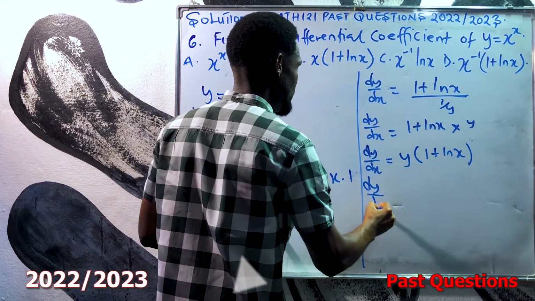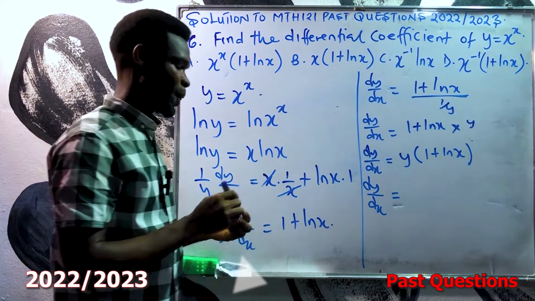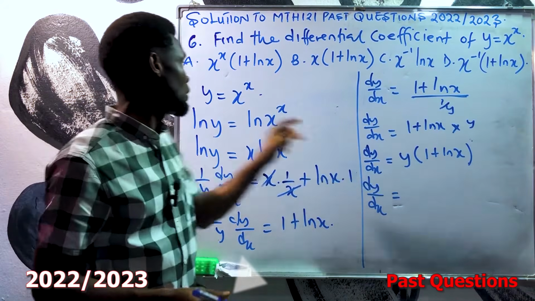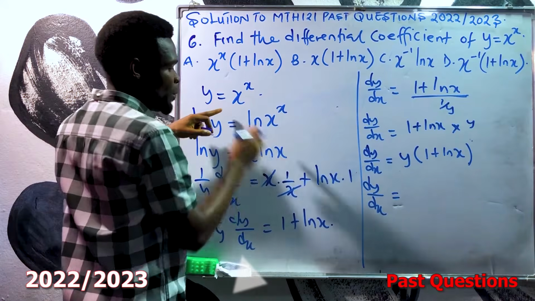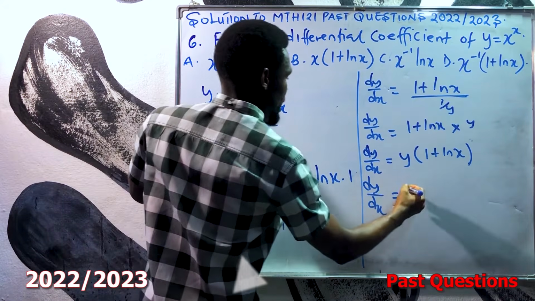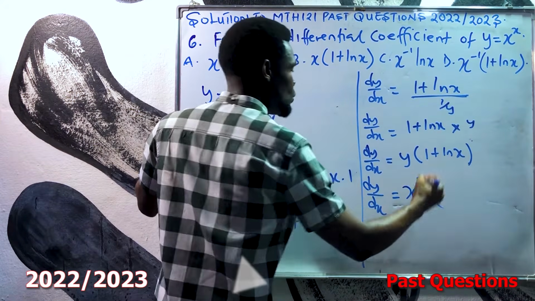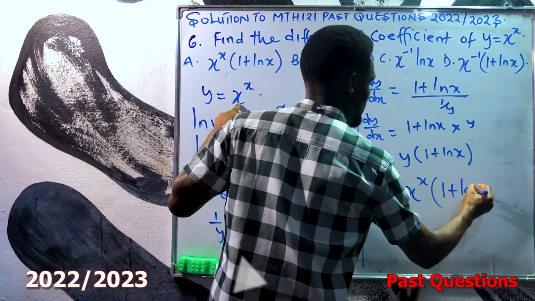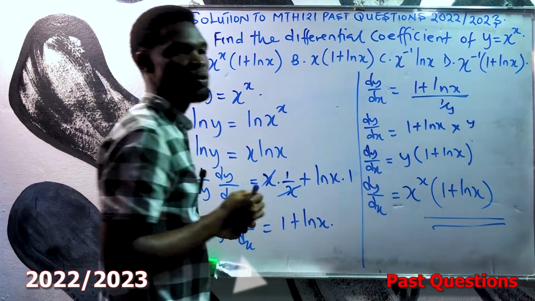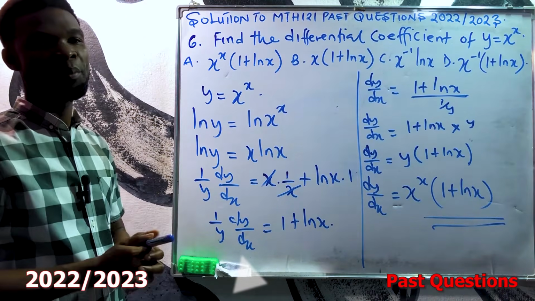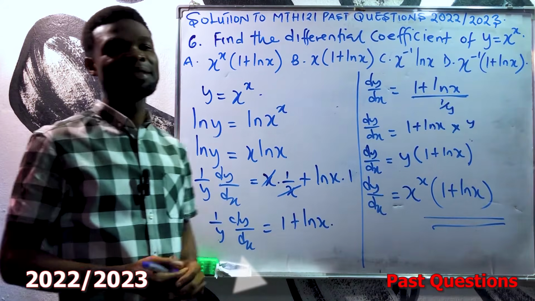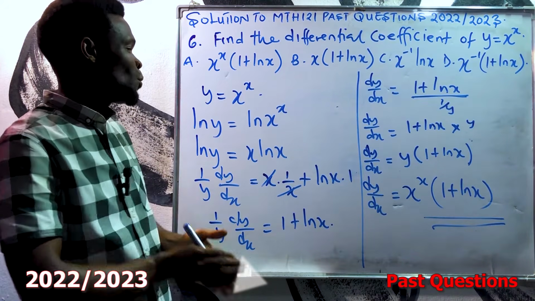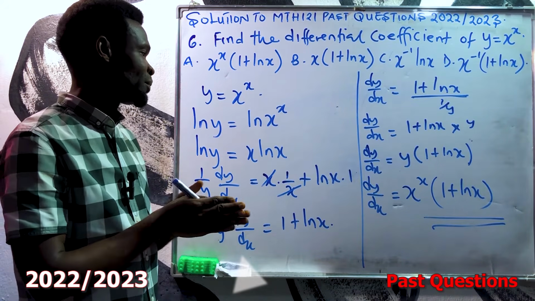So dy dx is equal to, what is my value of y? y was equal to x raised to the power of x. So in the place of y, I'll replace it with x raised to the power of x into 1 plus ln x. This becomes the solution to this particular problem. It's very small, but mighty. All right, so what do I mean in essence?